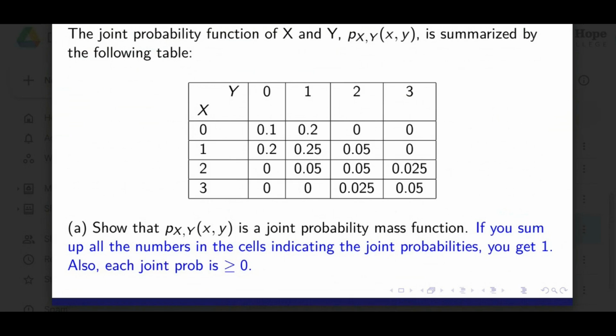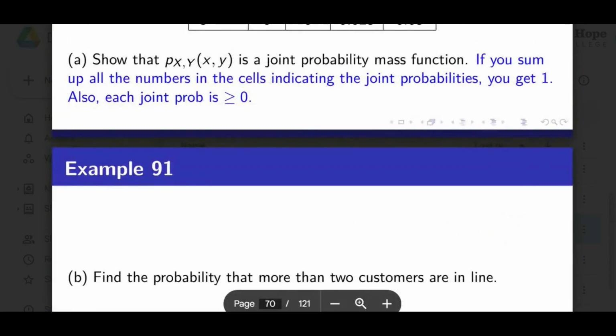These are the only things that can happen jointly. Some combinations of x and y cannot happen. There's a 0 probability that x is 3 and y is 0 at the same time. All right? Some combinations can't happen. Find the probability that there are more than 2 customers in line.